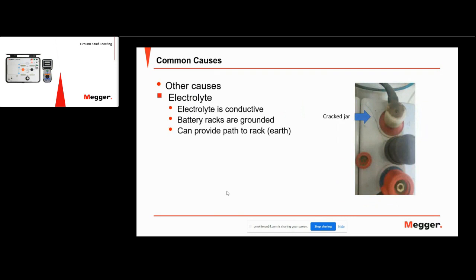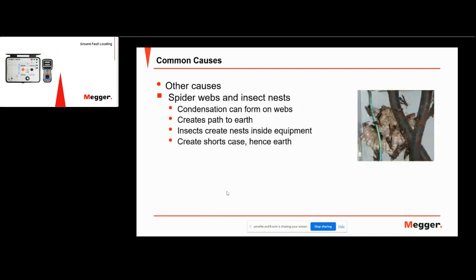Electrolytes. When you're dealing with battery strings, you get a cracked jar, and electrolyte leaks. Remember, electrolyte's conductive. It can create a path to earth. And this is another instance.